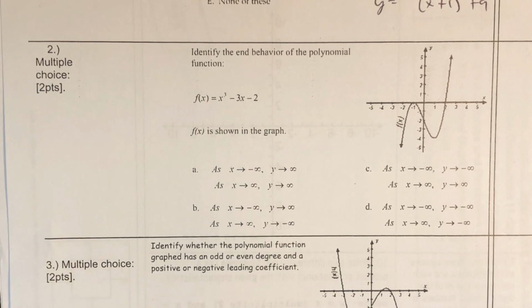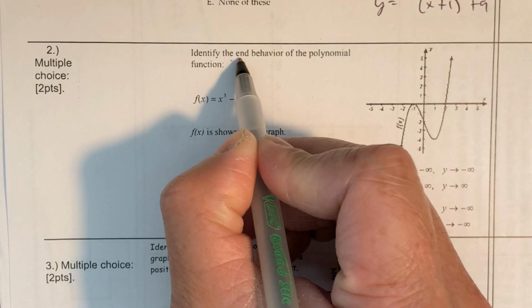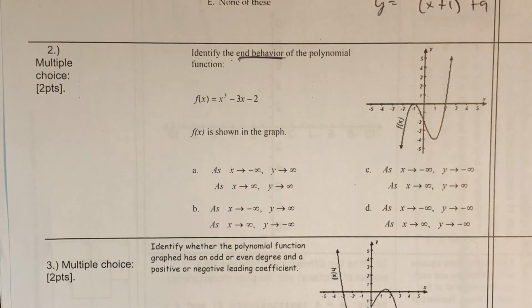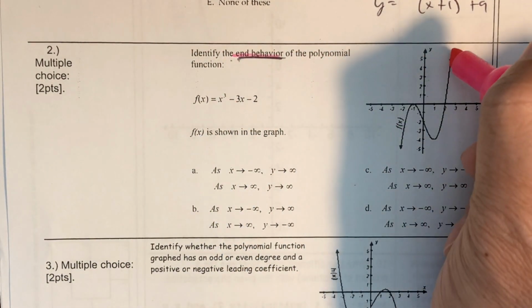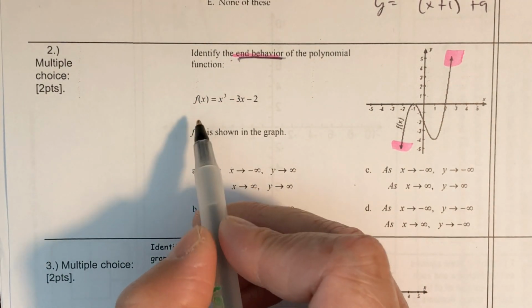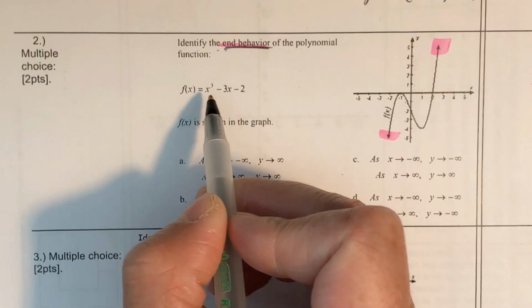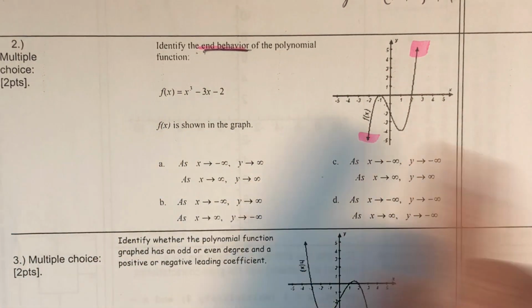Question number 2. In question number 2, it says identify the end behavior of the polynomial function. So end behavior, if you really think about it, is just those arrows. Where are those arrows? Let's see what kind of hints they give us. F of x equals x cubed minus 3x minus 2. So you have a polynomial.